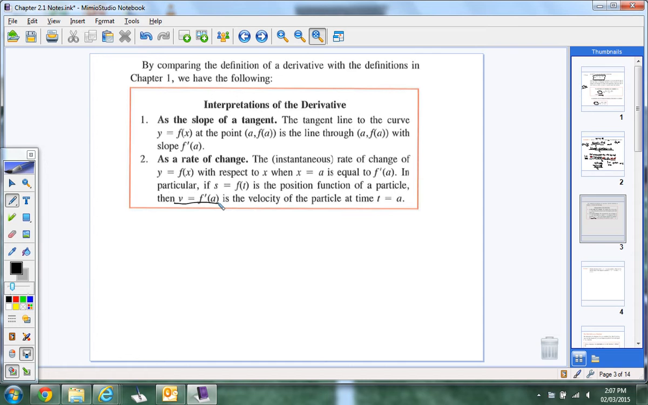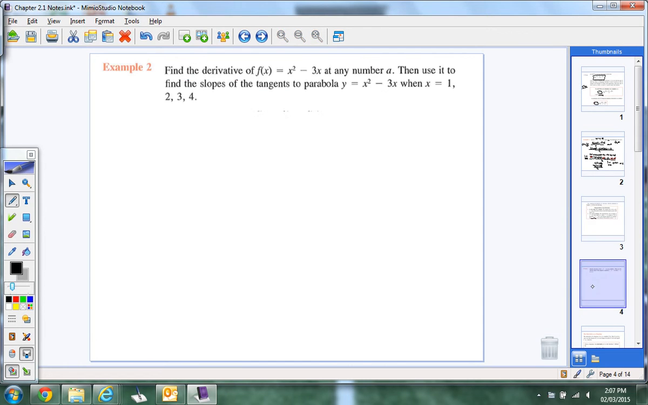Okay, and example 2. Find the derivative of f of x equals x squared minus 3x at any number a. Then use it to find the slopes of tangents of the parabola when x is 1, 2, 3, and 4. So what we're going to do is find the generic slope, just the generic equation we'd use to plug in 1, 2, 3, and 4. So we're going to do just a is going to be a.